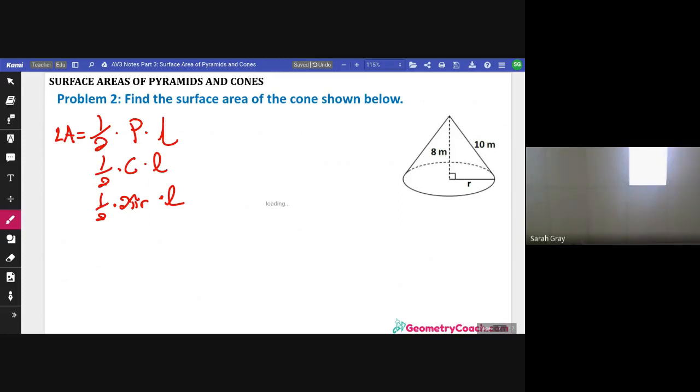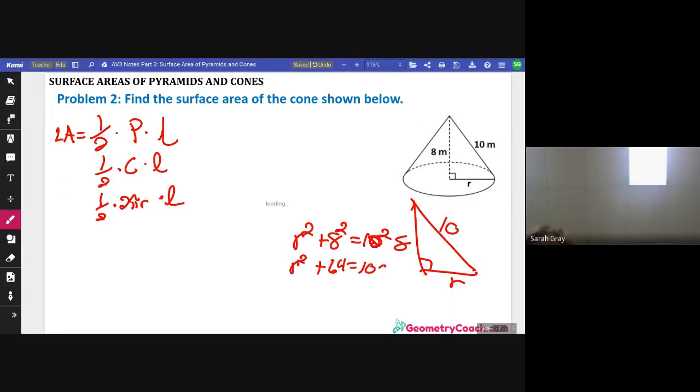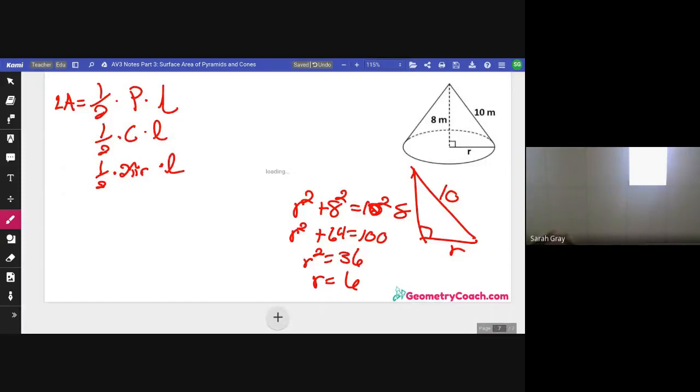Lily? Absolutely. The slant height and the vertical height form a right triangle. So she said Pythagorean theorem. Make sure your R is not in the C position. It looks to be the smallest side, so I'm going to put it first. R squared plus 8 squared equals 10 squared. You get R equals 6 when you work that out. 1/2 times 2 times pi times 6.